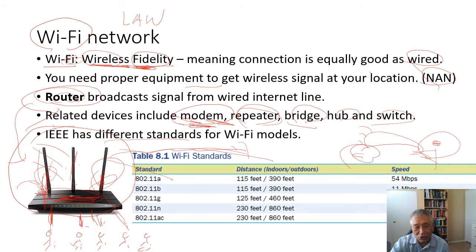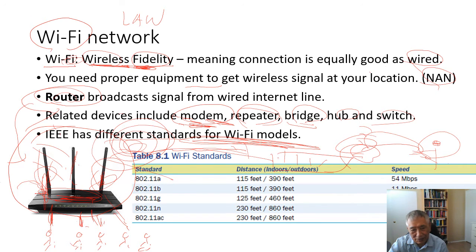Then there's a bridge. The bridge lets you make a connection between one type of unit and another type. A hub is where different signals come into connectivity, and the switch is the one that changes from one device to another device. So there are differences in those devices, and then the IEEE has different standards for the Wi-Fi model. 802.11 is what Wi-Fi is for, and there's A, B, G, and AC like that.